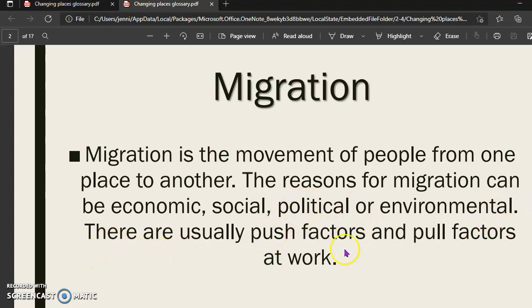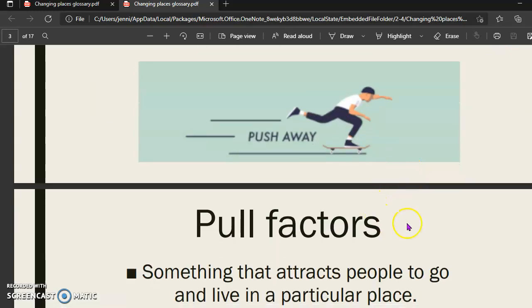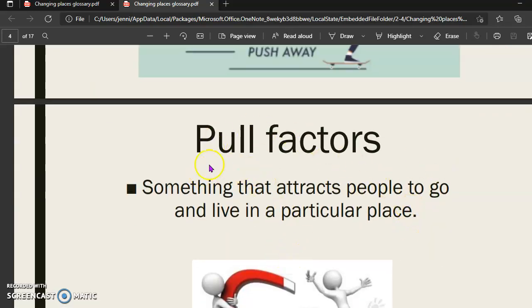There's usually push factors and pull factors at work behind migration movements, and we need to understand what push factors and pull factors mean. On the most basic level, a push factor tends to be negative and it motivates people to migrate away from an area. So pushing you away from an area, making you want to leave. And then on the opposing side, you've got the pull factors. So something or a range of factors that attracts people to go and live in a particular place.